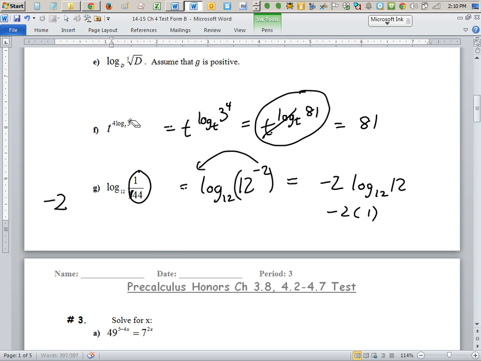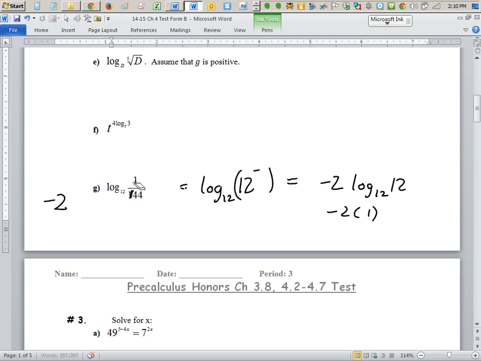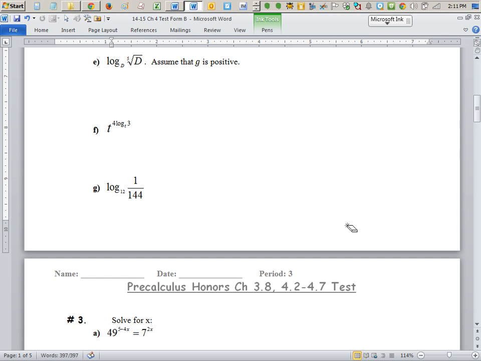Okay, so those are just sort of exercises where you're not really doing anything but exercising your understanding of the properties of that mathematics. All right, let's go on to number 3.